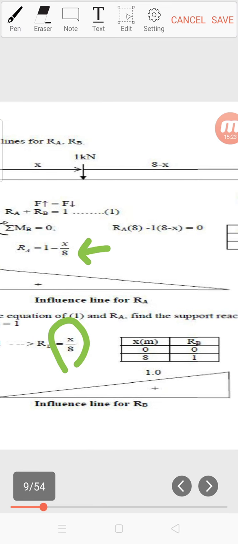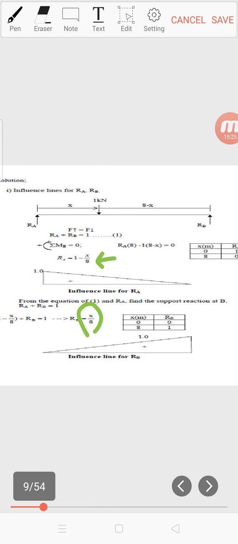Okay, so you will find that every time you have a beam problem like this, where you have to draw the influence line, the RA and RB is always in this term. One of it will be x over the total length of the beam, and the other one will be 1 minus the other reaction.